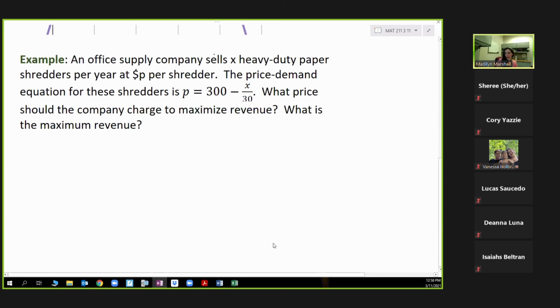So an office supply company sells x heavy duty paper shredders per year at p dollars per shredder. The price demand equation is this. So we want to know what price the company should charge to maximize revenue, to make the most revenue, and what is the maximum revenue.